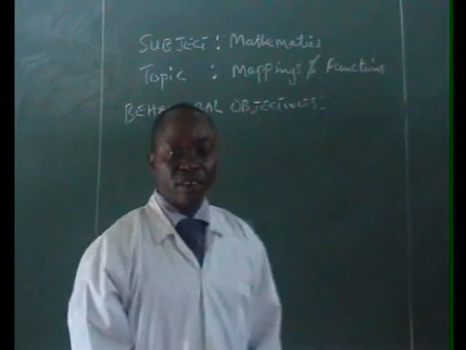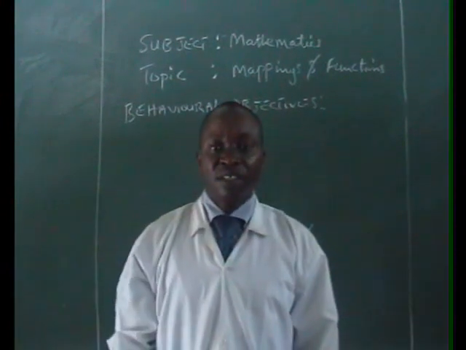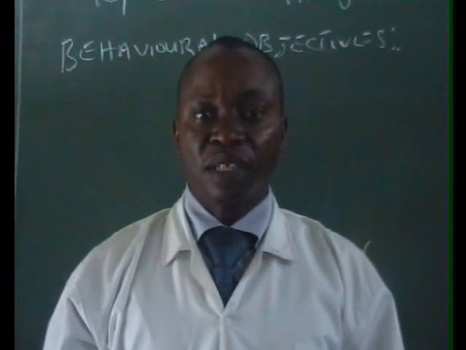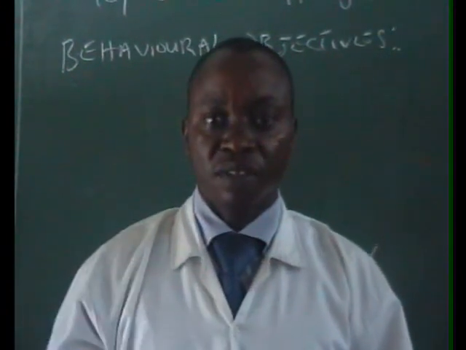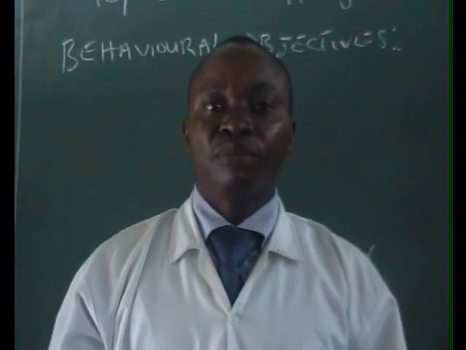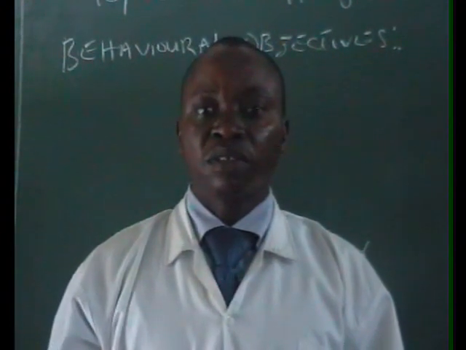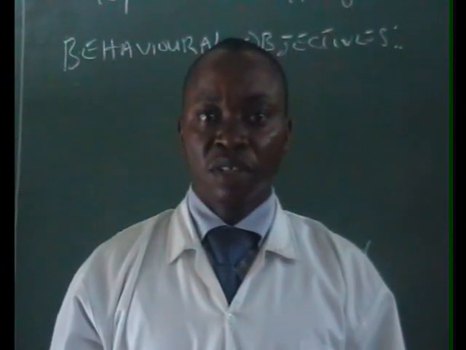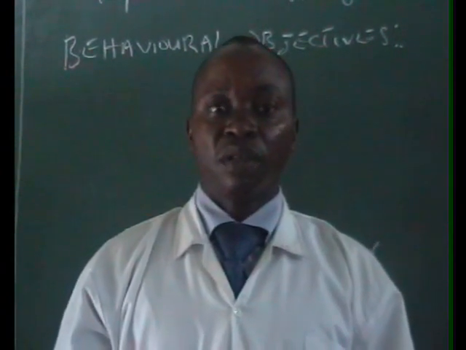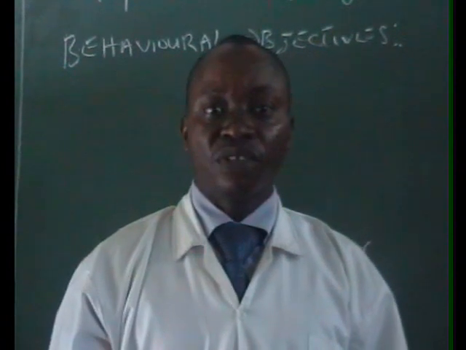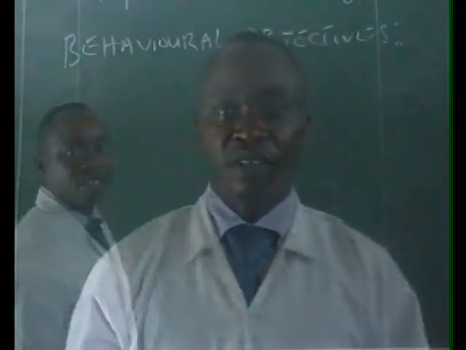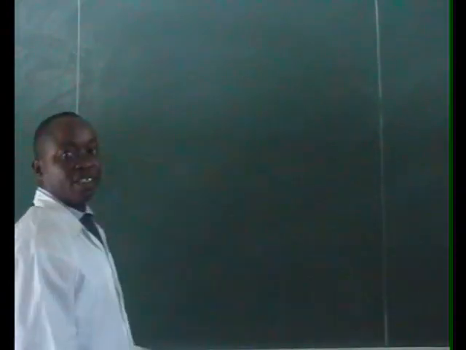At the end of this teaching, the student should be able to define mapping. The student should be able to know what function is. The student should be able to know types of functions. The student should also perform inverse of function. The student should also look at the limits of a function and know what it all means. These are the objectives. So let's look at the definition of mapping.